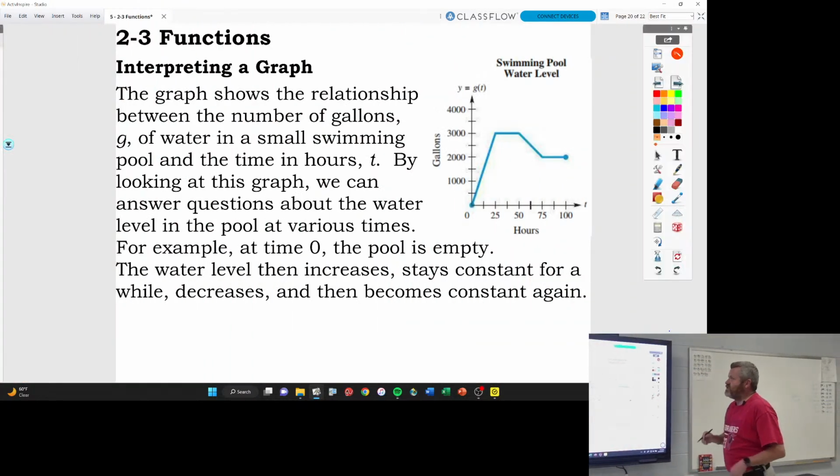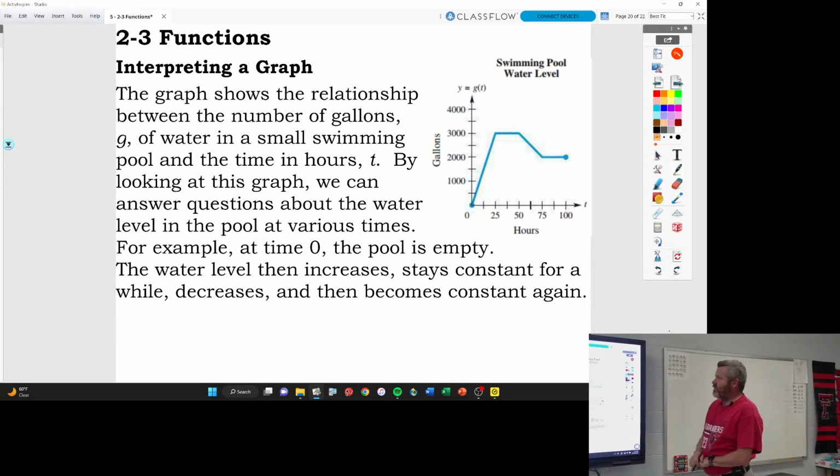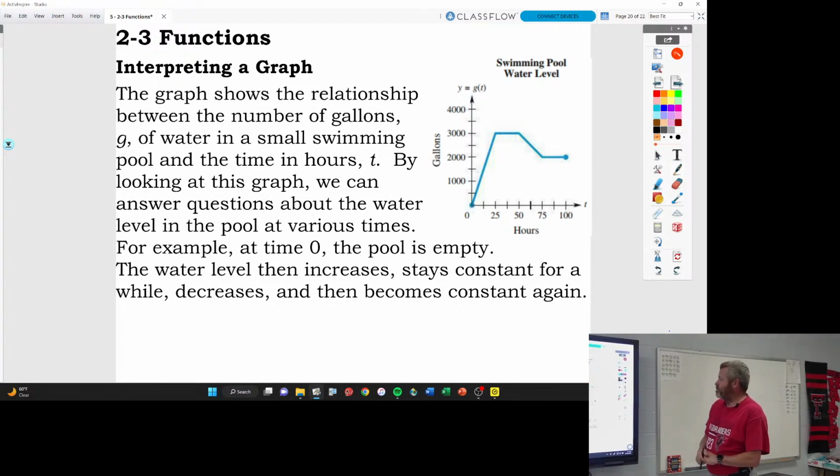The graph shows the relationship between the number of gallons G of water in a small swimming pool and the time in hours T. By looking at the graph, we can answer questions about the water level in the pool at various times. For example, at time 0, the pool is empty. The water level then increases, stays constant for a while, decreases, and then becomes constant again.